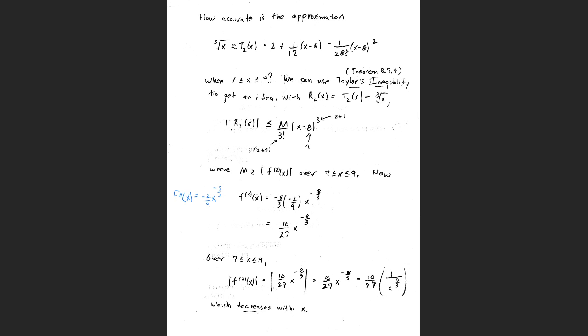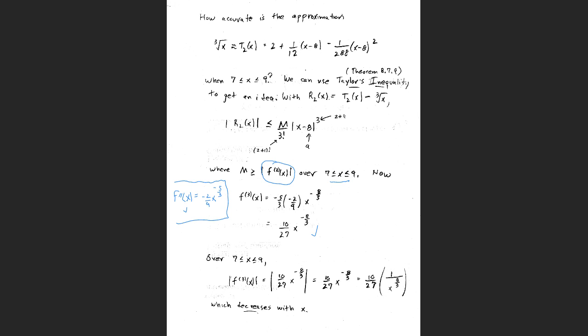Right? So, okay, what's the third derivative? It's just the derivative of the second derivative here. And that will get you 10/27 times x to the negative 8/3 power. Now, what do we want to do? We want to look at the absolute value of that third derivative when x is between 7 and 9.